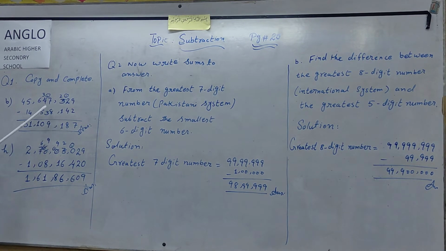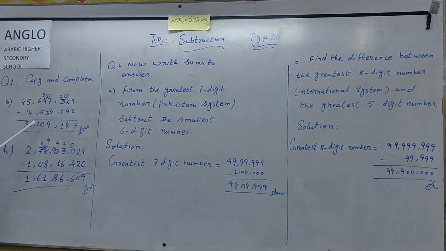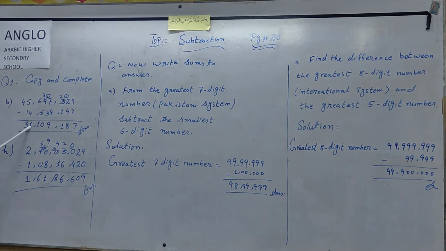Put comma. Now subtract 8 from 7, which is also not possible. So we have to take a carry from 4. Now 7 becomes 17, but 4 is now 3. So subtract 8 from 17, answer is 9. Now subtract 3 from 3, answer is 0. Subtract 5 from 6, answer is 1, and then put comma, and now subtract 4 from 5, answer is 1. 5 minus 4, 1, and then 4 minus 1, which is 3. So it is our answer.